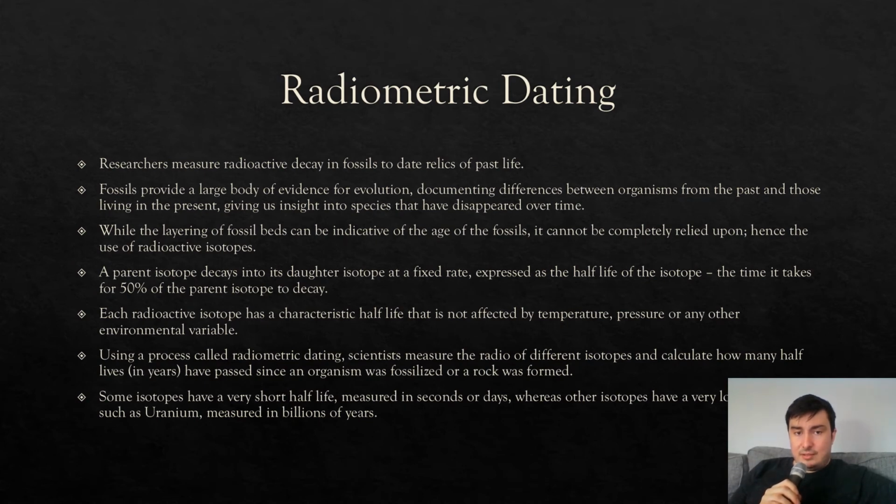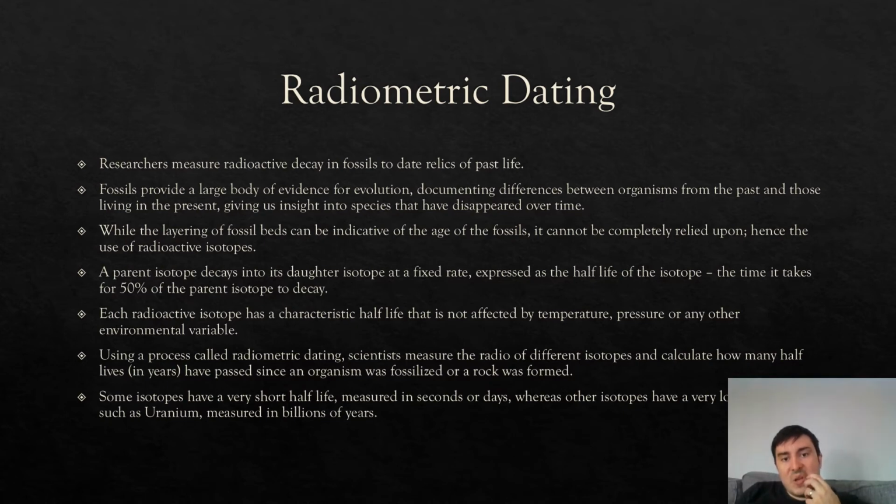So researchers measure collective decay in fossils to try and date past life. Fossils provide a large body of evidence for evolution, documenting differences between organisms from the past and those living in the present, giving an insight into species that have disappeared over time. While the layering of fossils can be indicative of their age, it cannot be completely relied upon, hence the use of radioactive isotopes.